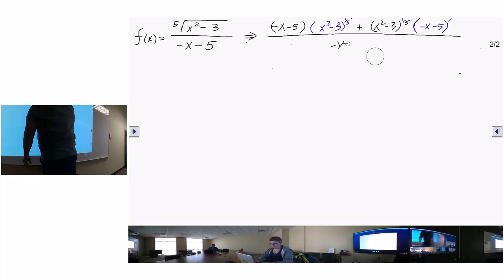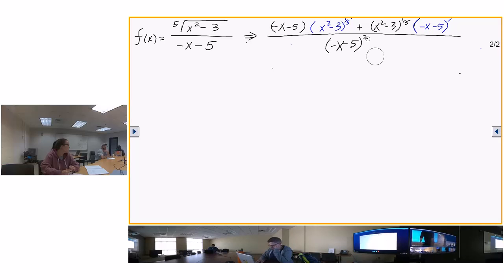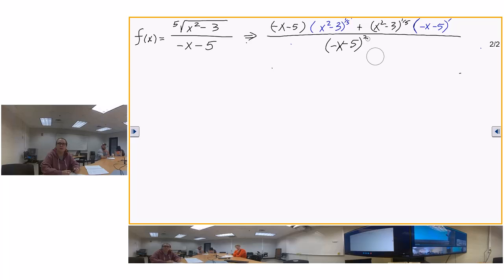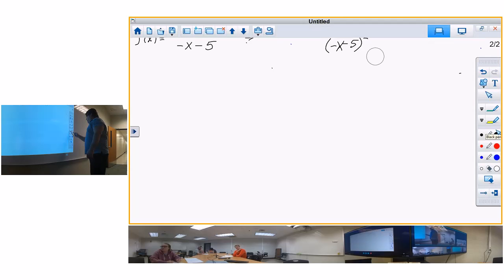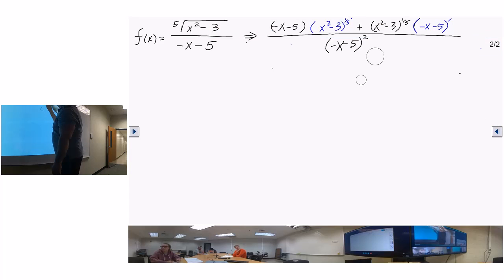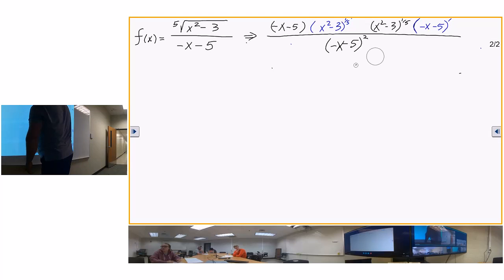Negative x minus 5. Must be minus. Oh yeah, are we supposed to subtract? Yep, you're right. Thank you. Oh my, thank you. There. And brackets.